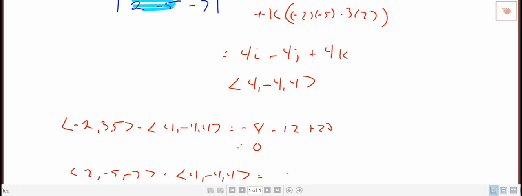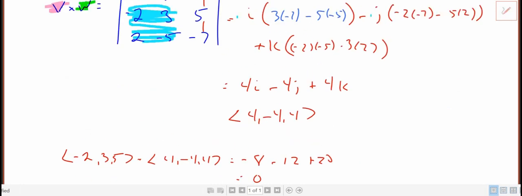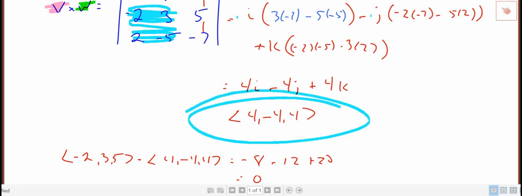So that's going to be 8 plus 20, minus 28, and that equals 0 as well. It should happen for both of those. So that's my cross product. I hope this helps a little bit.